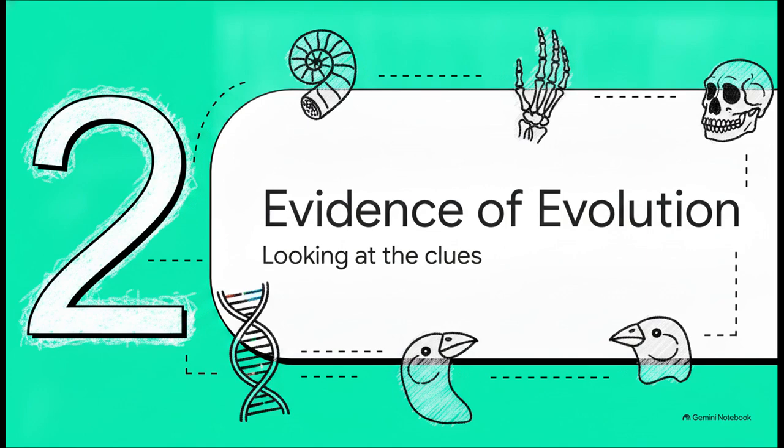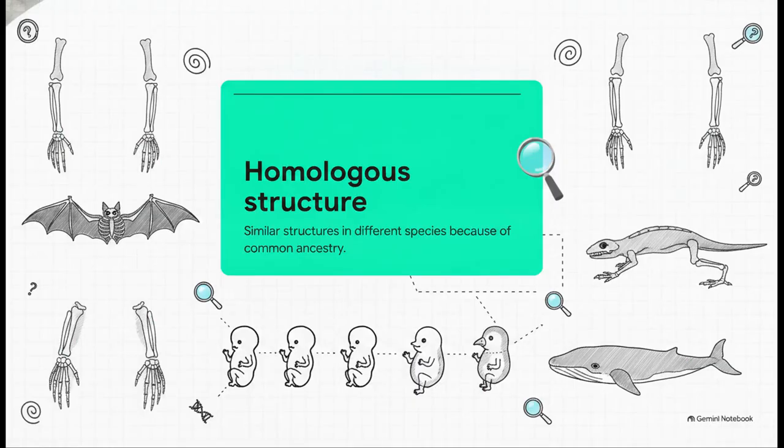Section 2, Evidence of Evolution, Looking at the Clues. Let's dive right into these clues and see how they build our understanding. In comparative anatomy and embryology, scientists look really closely for what we call homologous structures. Basically, these are structures in different species that are similar simply because they share a common ancestor. What's wild is that vertebrate embryos actually exhibit these homologous structures during their early phases of development. Then, as they grow up, those exact same blueprints develop into totally different adult forms.